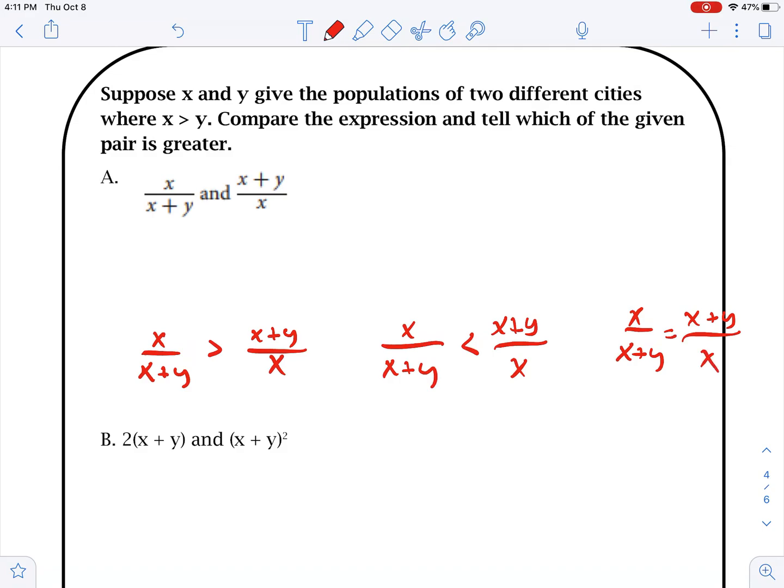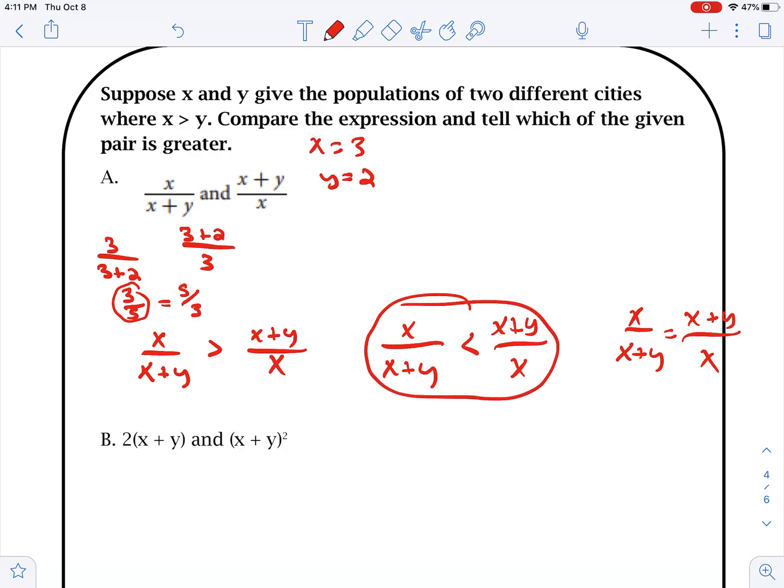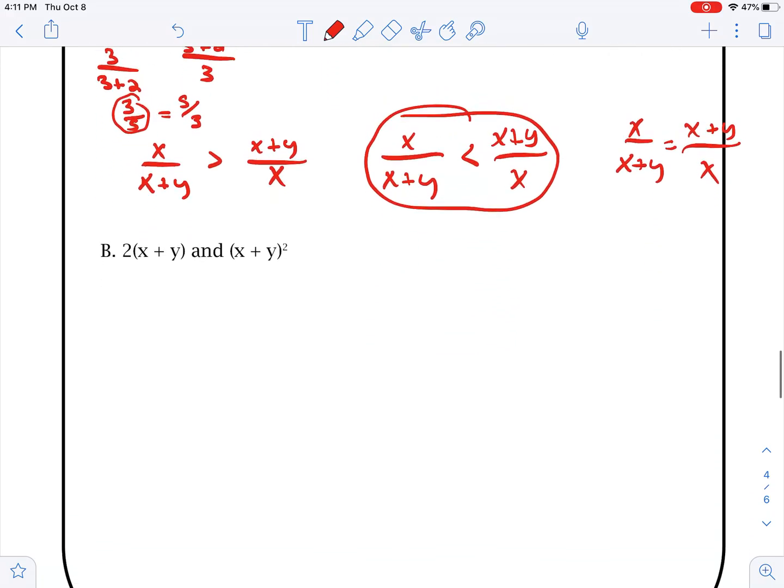And then again, we could just use the same thing. Let's just say x equals 3, y equals 2, and then compare it. So does 3 over 3 plus 2 compare to 3 plus 2 over 3? So that's 3 over 5 versus 5 over 3. So it looks like this one is smaller. This side right there is smaller than it. So we go here. So that's the idea that you go through.